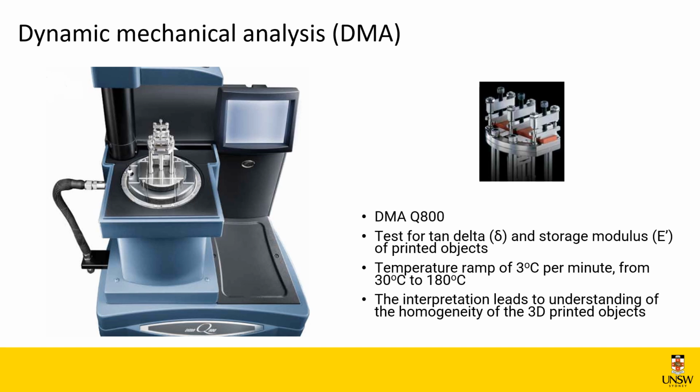A dynamic mechanical test was performed using the DMA Q800 to perform a single cantilever deformation testing to determine the tan delta of the RAFT printed objects. The interpretation of the tan delta determined the homogeneity of the printed objects, as evenly distributed networks would have similar interactions between chains, leading to thinner peaks.